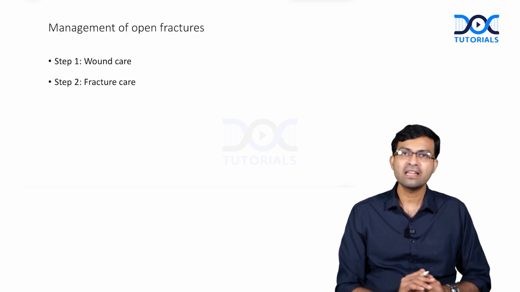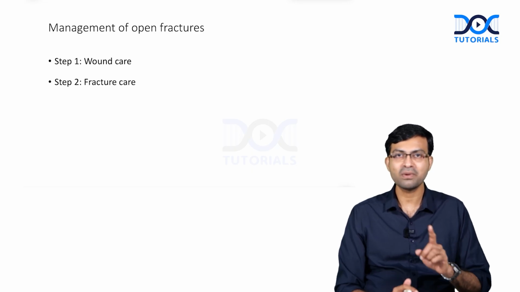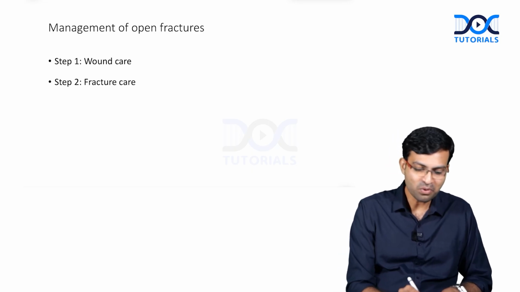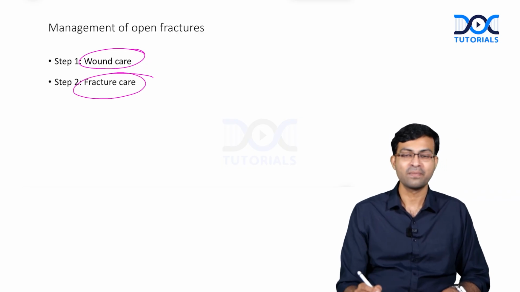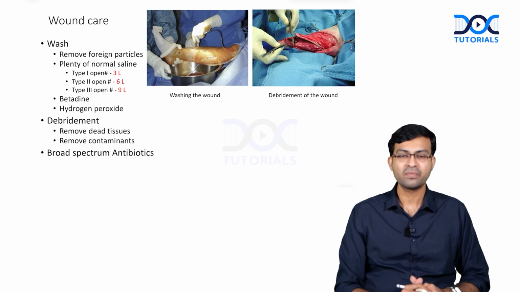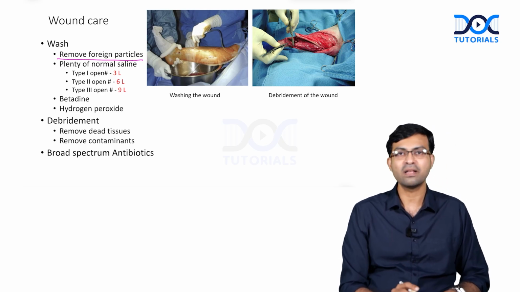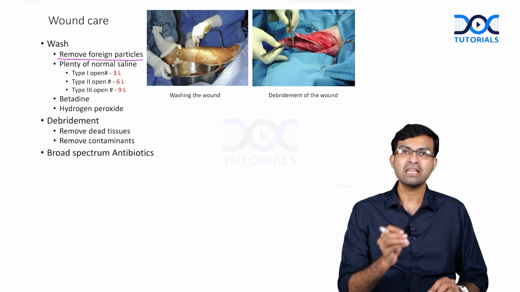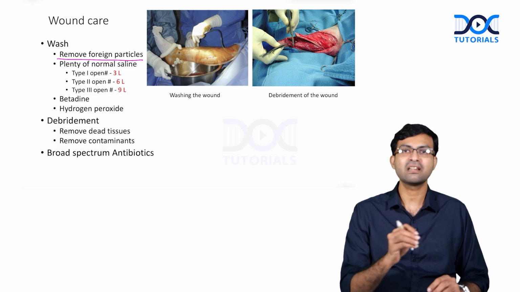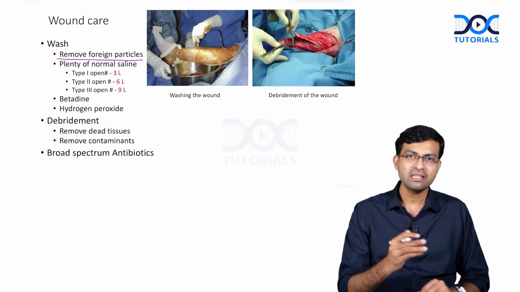Now how do you manage open fractures? So remember, whenever you see open fractures, don't jump and treat the fracture first. Treat the wound first. Wound care comes first, then comes fracture care. Okay, so always keep that in mind. So how do you do wound care? First and foremost, when the patient comes to you, remove all the foreign debris. Many of these patients will have leaves and mud and stones and things like that at the fracture site. So you clean the area, you remove all this debris.